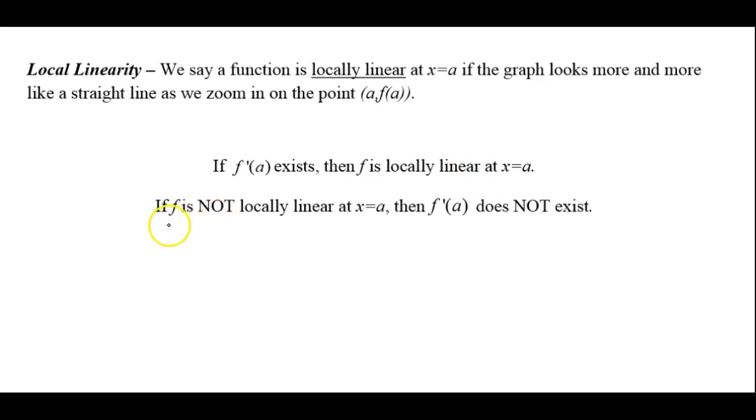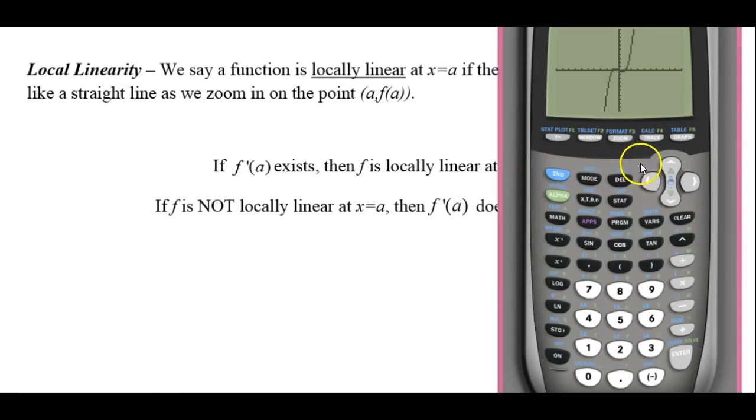And so this statement tells us, if the function is not locally linear at a, so if I zoom in really close and it doesn't look like a straight line, then I know that the derivative does not exist. It's because of this idea of local linearity that we know that derivatives don't exist at a sharp turn. So we're going to take a look at a graphing calculator for a second, and we're going to look at a function. This function is x cubed minus x. If I just move my trace button a little bit, I'm going to zoom in anywhere along this curve.